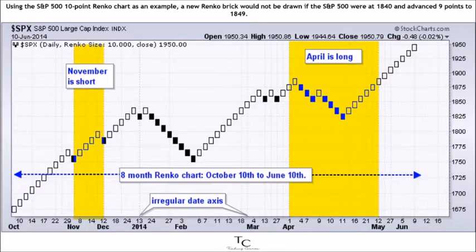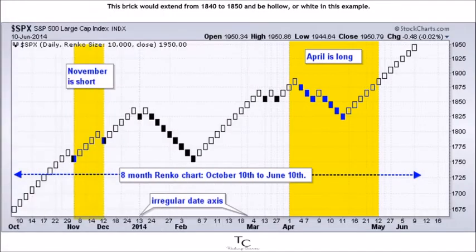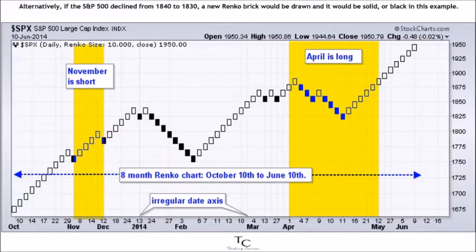Using the S&P 500 10-point Renko chart as an example, a new Renko brick would not be drawn if the S&P 500 were at 1840 and advanced 9 points to 1849. If the S&P 500 then advanced to 1850 the very next day, a new Renko brick would be drawn because the entire move was at least 10 points. This brick would extend from 1840 to 1850 and be hollow, or white in this example. Alternatively, if the S&P 500 declined from 1840 to 1830, a new Renko brick would be drawn and it would be solid, or black in this example.